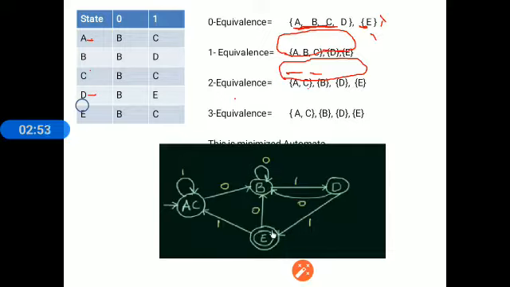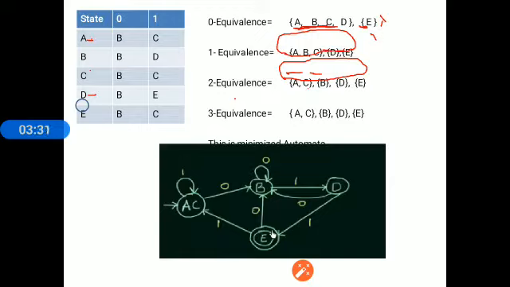After that, calculate one equivalence. For calculating one equivalence, check one by one A with B, A with C and A with D. If we check A and B, for 0 the outputs are B, B and for 1 they are C, D, but these B, C, D states belong to the same group. So we can say that A and B can be combined together. Now check for A and C. For 0 it is B, B and for 1 it is C, C. So C is also equivalent to A.